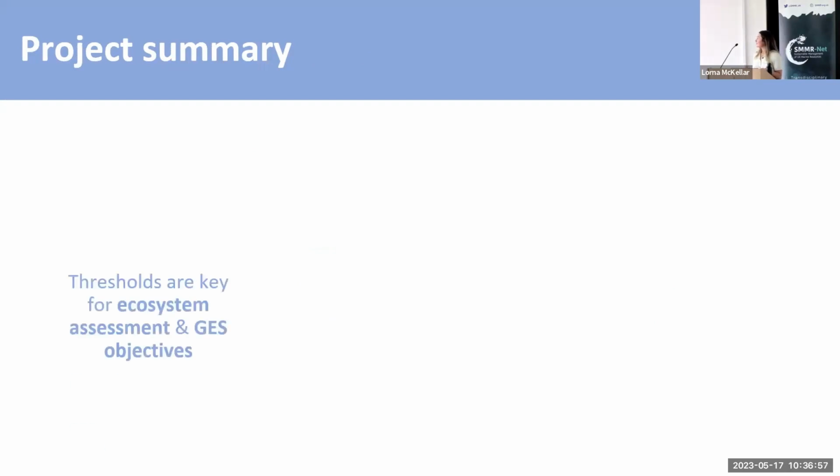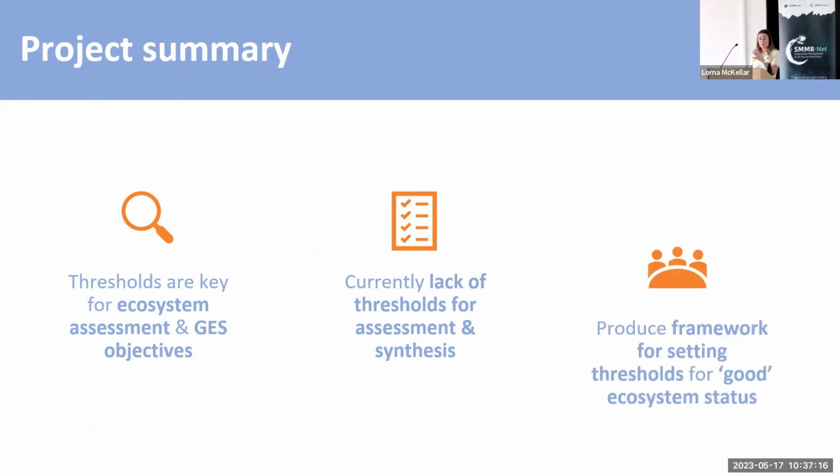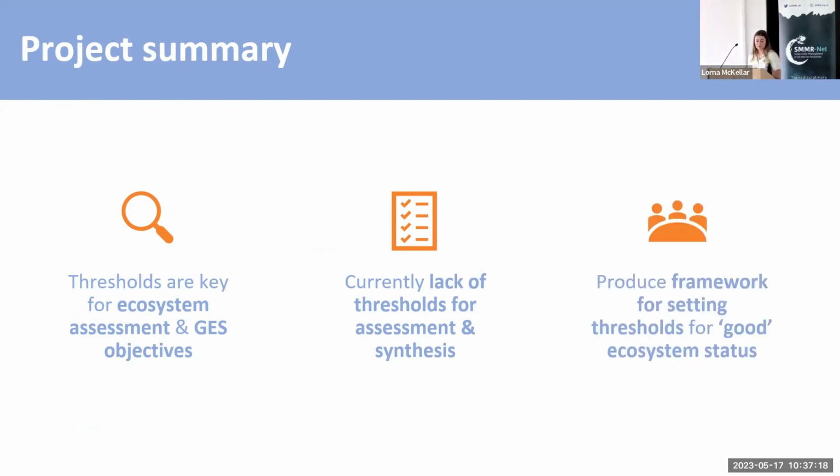So just a really quick summary of the project, of what I've spoken about today. Thresholds are key for assessing ecosystems and achieving good environmental status objectives. But at the moment, there's not enough thresholds in order to carry out this assessment. And there's just not a synthesis of the different methods, so we just don't know what the differences and the strengths and weaknesses of them are. So my project is going to produce a framework for setting these thresholds for good status.